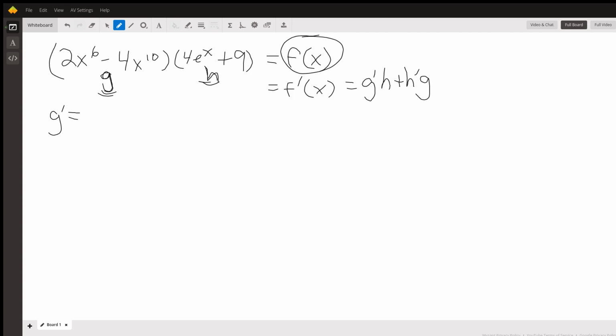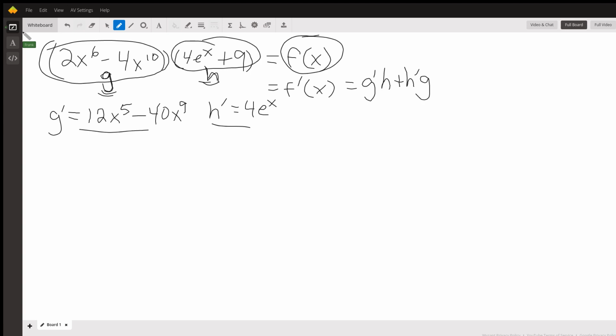G prime is 6 times 2, which is 12, x to the 6 minus 1, which is x to the 5th, minus 10 times 4, which is 40, x to the 9th power. And h prime: the derivative of e to the x is just e to the x. So the derivative of 4e to the x is 4e to the x, and the derivative of 9 is 0. So this function is g, this function is h, and here are g prime and h prime.